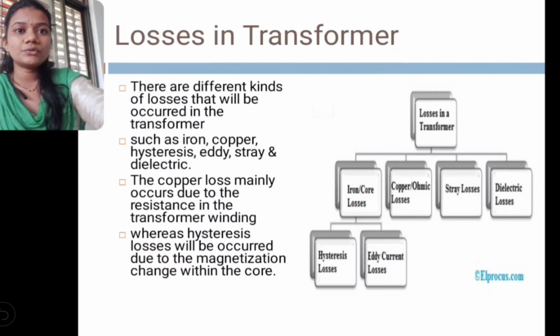In the next lecture we are going to see the losses of the transformer. There are 4 types of losses present in a transformer. So we will start in the next lecture.